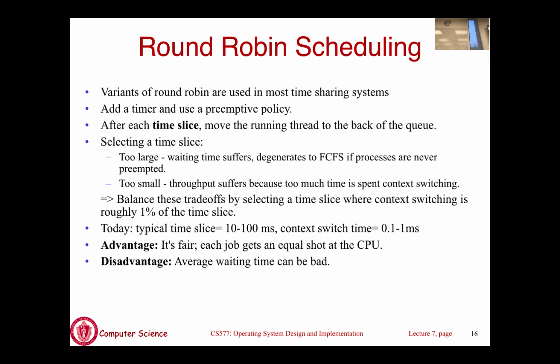Many systems will have 10 to 100 millisecond quantum slices. Some might have shorter, some might have a bit longer, but that is still by and large what many systems are going to do. All right, any questions on this?